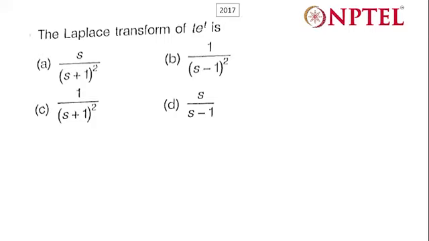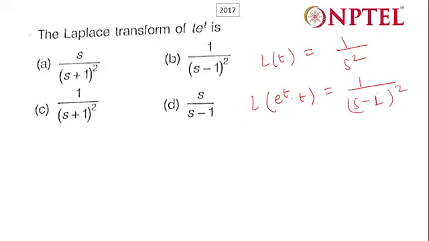Any property you use, multiplied by e to the power something or multiplied by 2, you will get the same answer for this. But since Laplace transform of t is 1 upon s square, by the shifting rule we can write the Laplace transform of e to the power t multiplied by t will be 1 upon (s minus a), that is, (s minus 1) whole square. So your answer will be B.